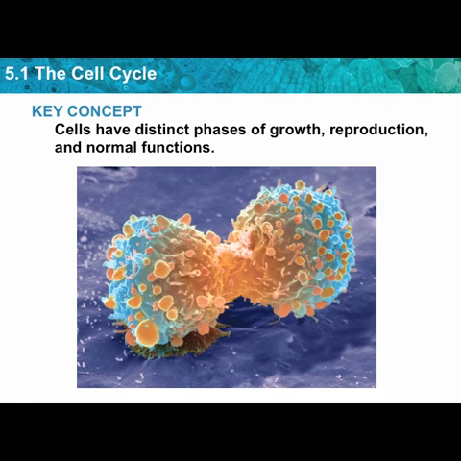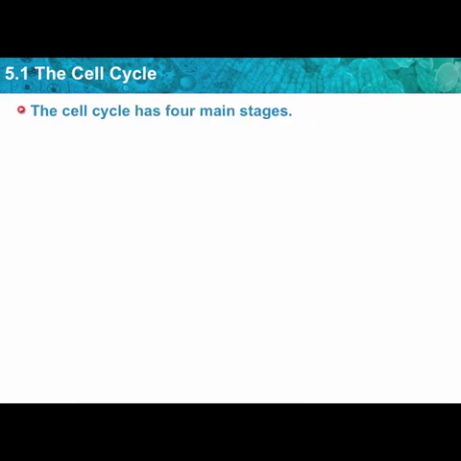Here's a picture of a cell just about to finish dividing. The late stages of cytokinesis. The cell has four main stages.